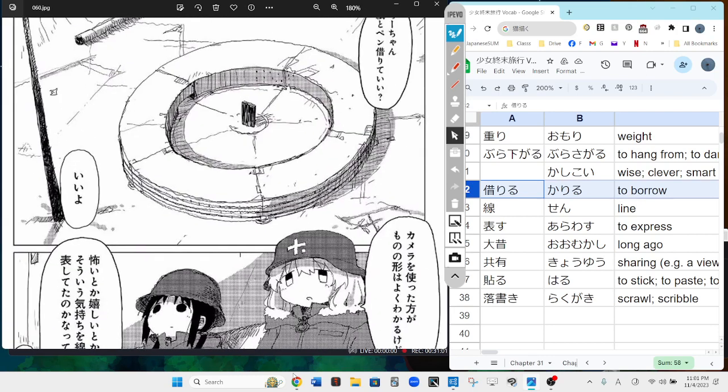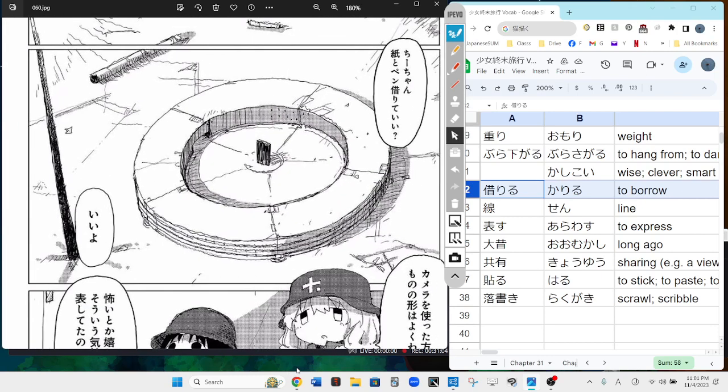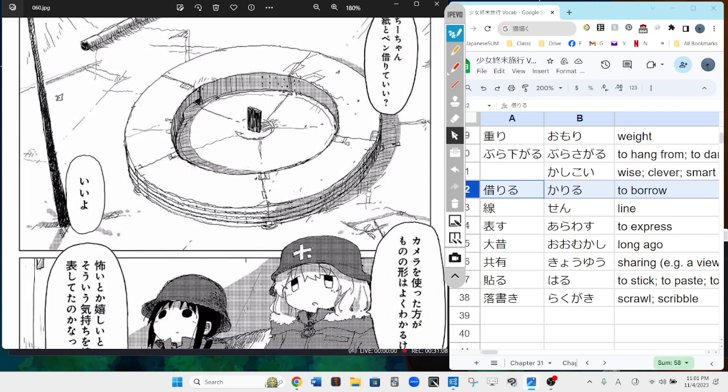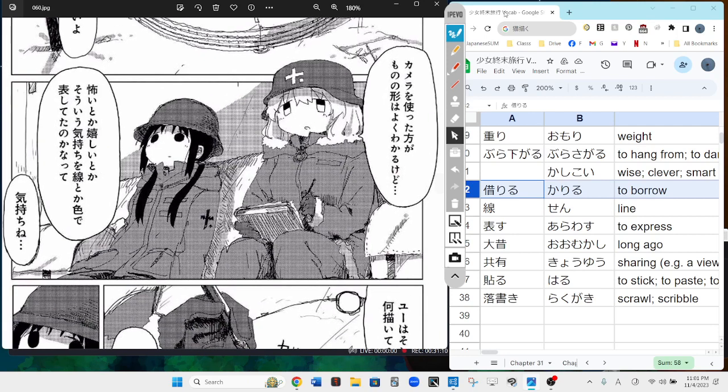Okay, we'll continue. Chi-chan, kami to pen karite ii? Is it okay if I borrow some paper and pen? Iyo, sure. Next bubble is for Anthony. Okay, kamera o tsukatta hou ga mono no katachi wa yoku wakaru kedo.